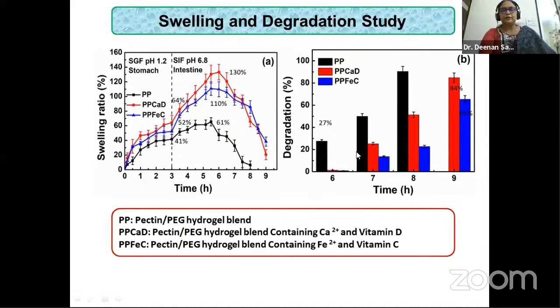Coming to the degradation studies, the sample could degrade 80% or above at 9 hours. Obviously, after some time you can see the decrease in swelling, which shows the disintegration of the drug carrier. These are all interesting findings.